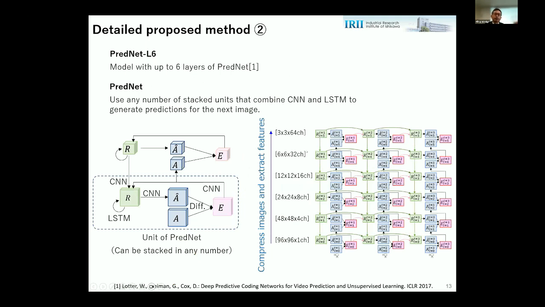And the next proposed method 2 is PredNet L6, a model with up to 6 layers of PredNet. PredNet uses any number of stacked units that combine CNN and LSTM to generate predictions for the next image. And this is the PredNet L6 model.